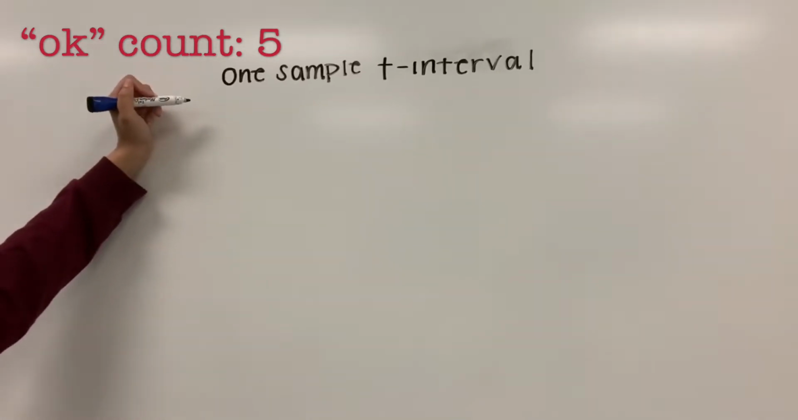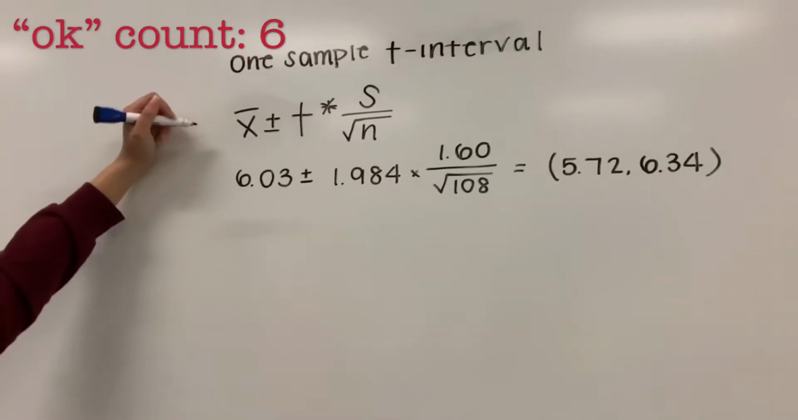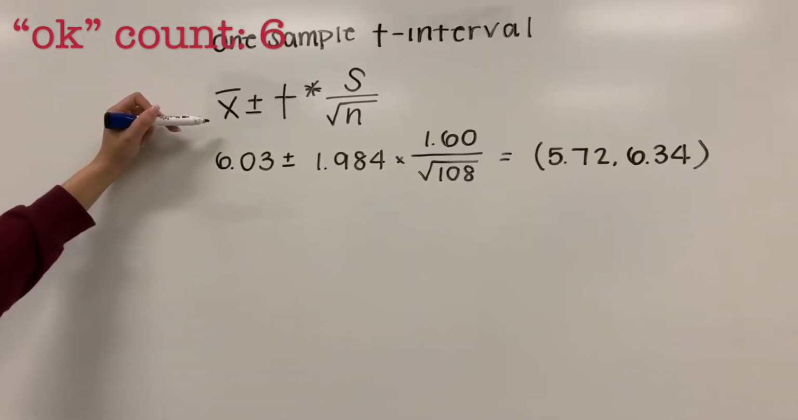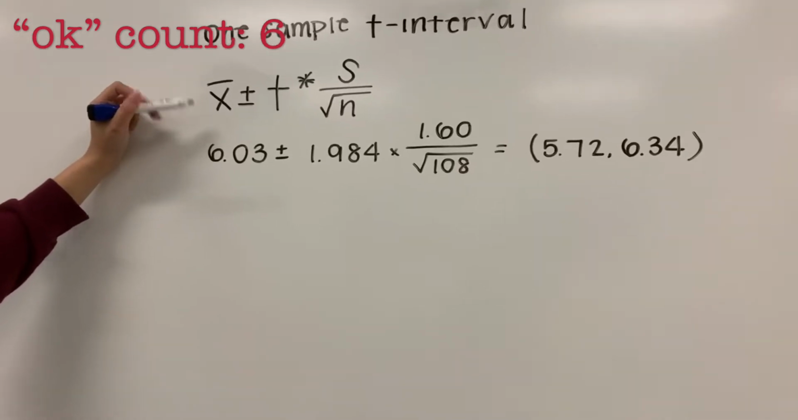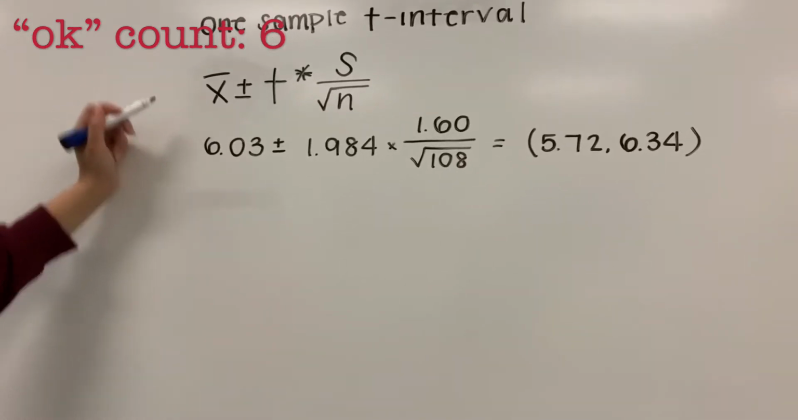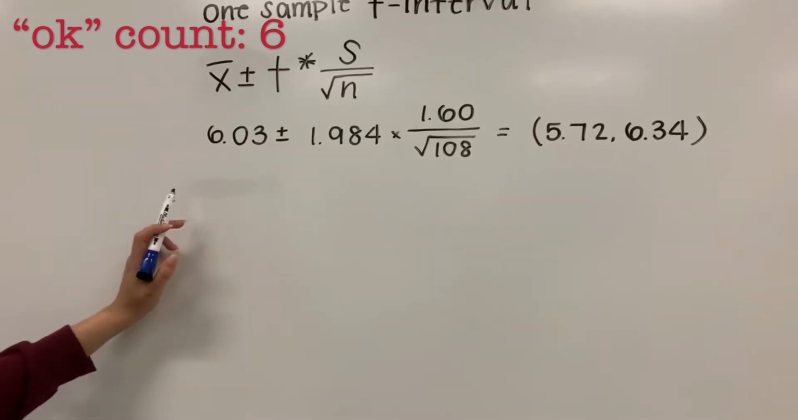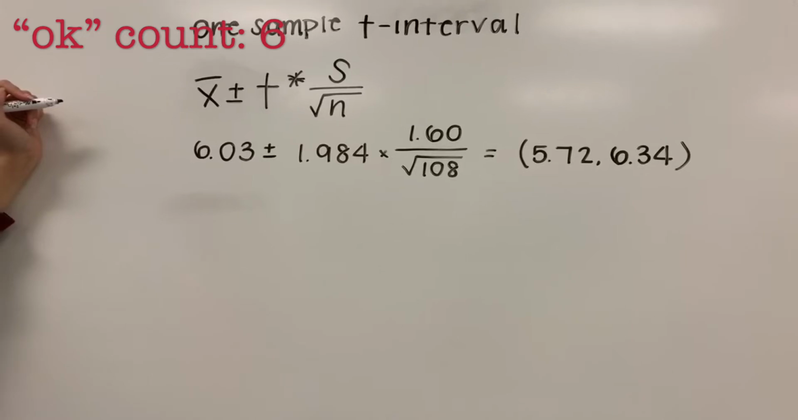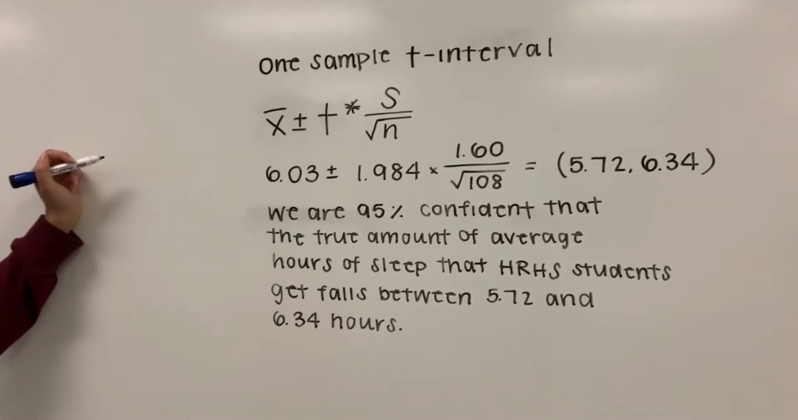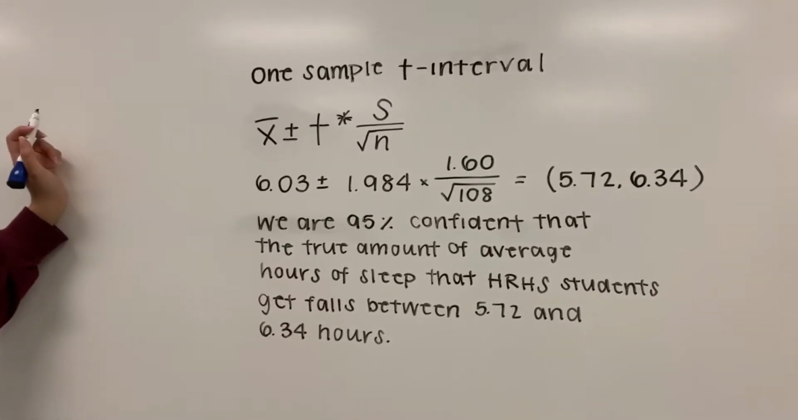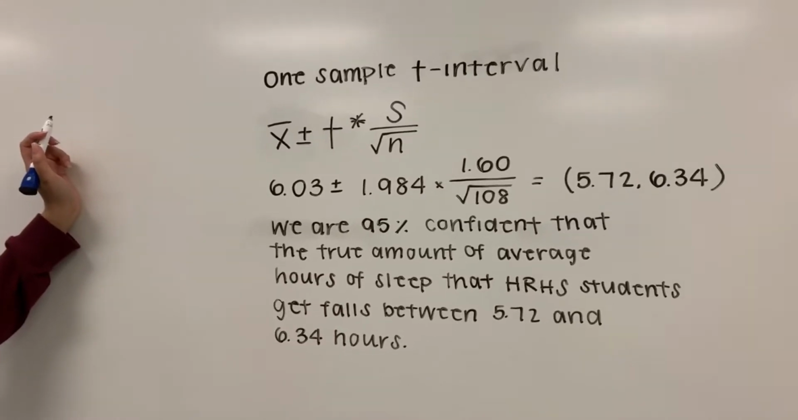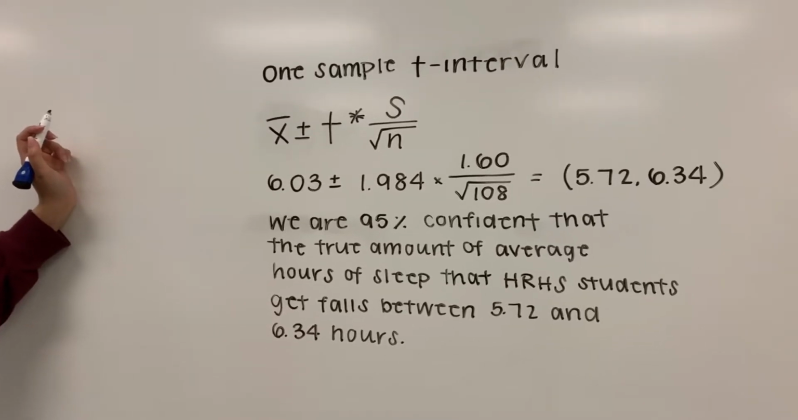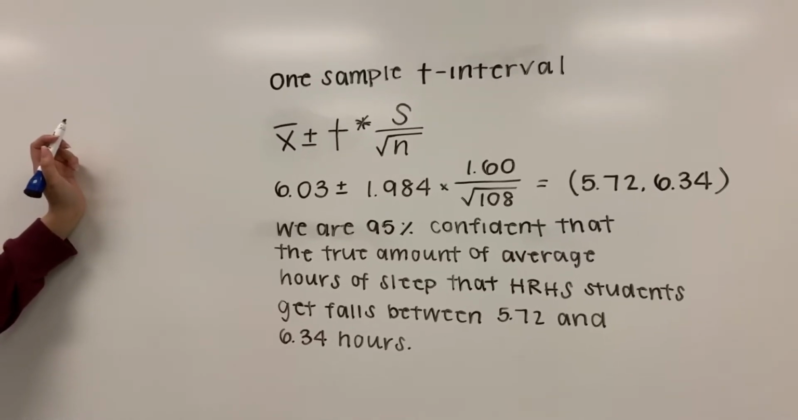Okay, now we're going to conduct a one sample t interval. Okay, so the formula for a one sample t interval is x bar plus or minus t star times s over the square root of n. So from the information we gathered from our samples, we find that the confidence interval is 5.72 to 6.34. The concluding statement is that we are 95% confident that the true amount of average hours of sleep that HRHS students get falls between 5.72 and 6.34 hours.